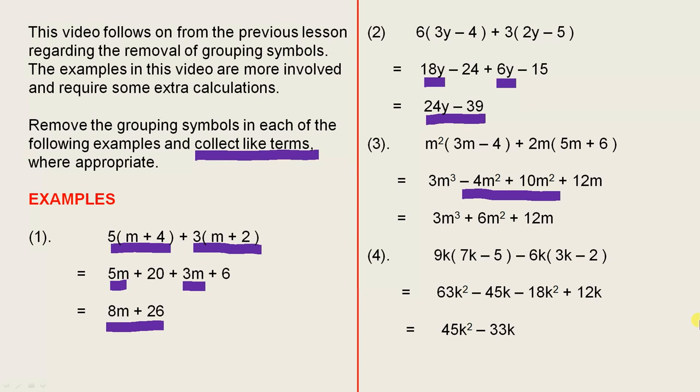So this simple video has given us some examples where we can practice removing grouping symbols. And in this case, when we arrive at our second line, after removing the grouping symbols, we have an opportunity to collect like terms if the opportunity is there for us to do so. So you can only collect like terms if like terms actually exist.